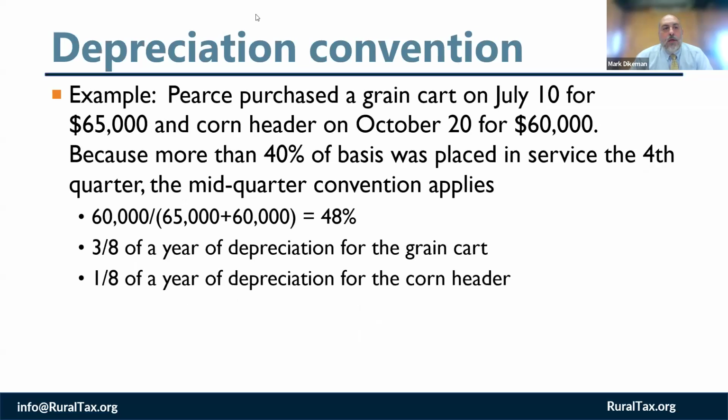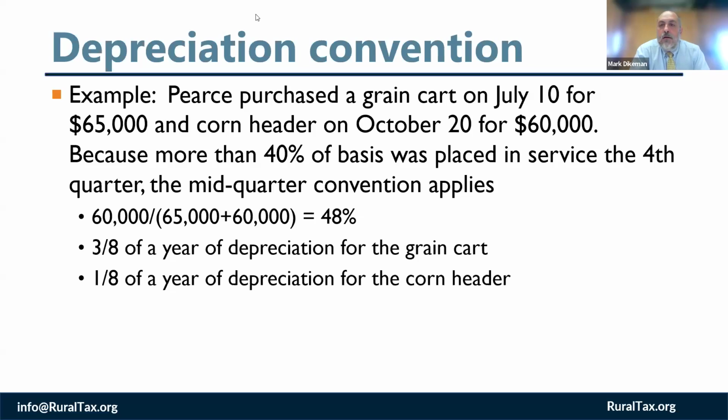Let's look at an example really quick. Pierce purchased a grain cart on July 10th, and he paid $65,000 for that grain cart. He also purchased a corn head on October 20th for $60,000. The grain cart was purchased in the third quarter, the corn head in the fourth quarter. So we want to calculate what percentage of the total basis applies to the fourth quarter. In this case, that does work out to be more than 40%, so we will switch from half-year convention to mid-quarter.